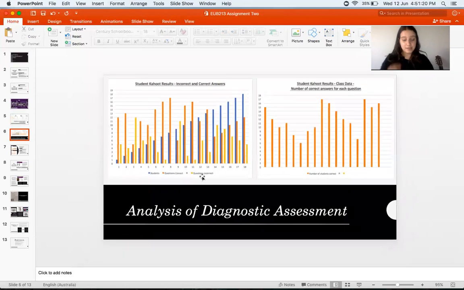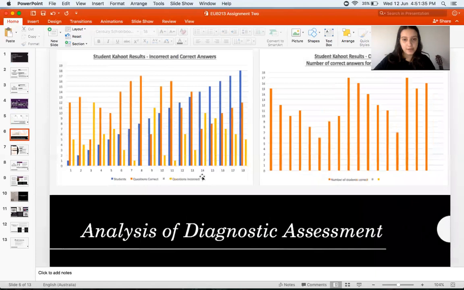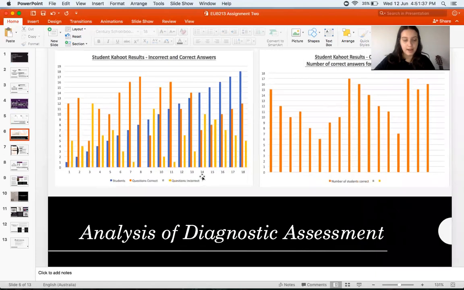Now, for the analysis of the diagnostic assessment, I put all of the students' results into a table, into an Excel spreadsheet, and collated this whole analysis. So basically in this first table, we have the amount of students that got correct answers and the amount of answers that were incorrect. Now on the bottom axis, we have the 18 students and each student's ability, and how many answers they got correct and how many answers they got incorrect. And on the side is how many answers there were.